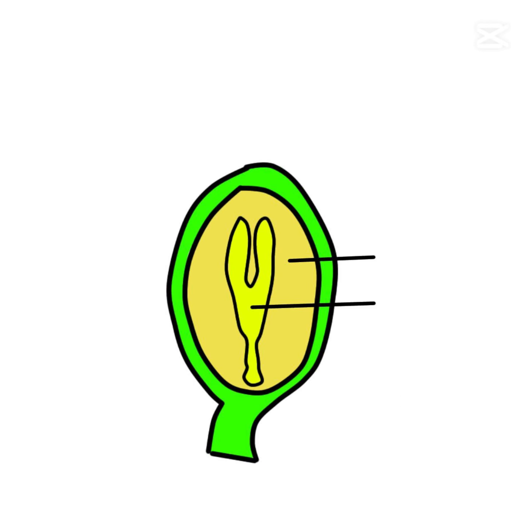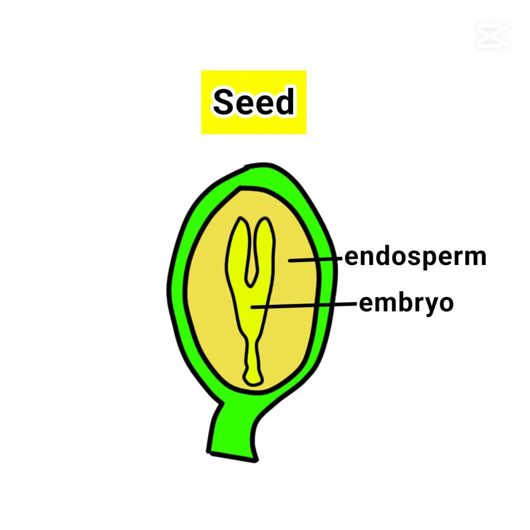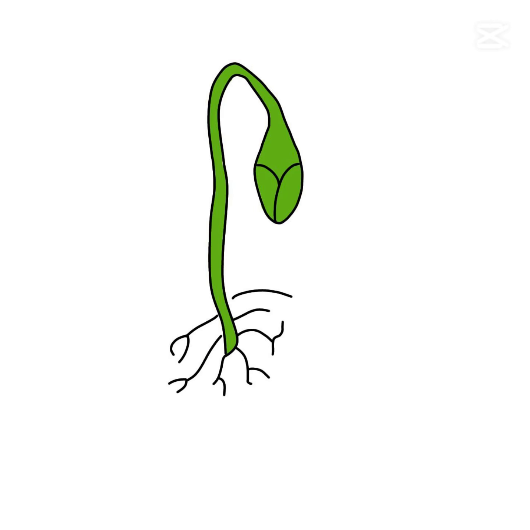Seed and sporophyte development. The zygote develops into the embryo. The triploid cell becomes the endosperm. Once the seed germinates, the sporophyte matures, and the life cycle begins again.